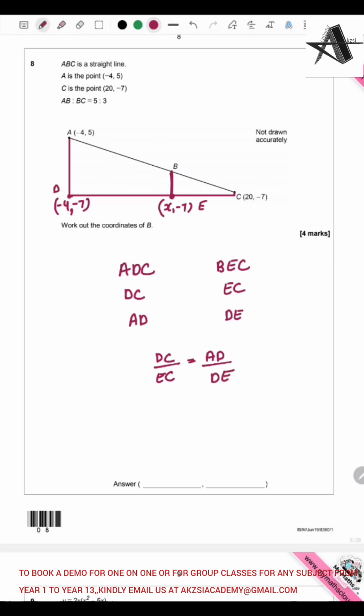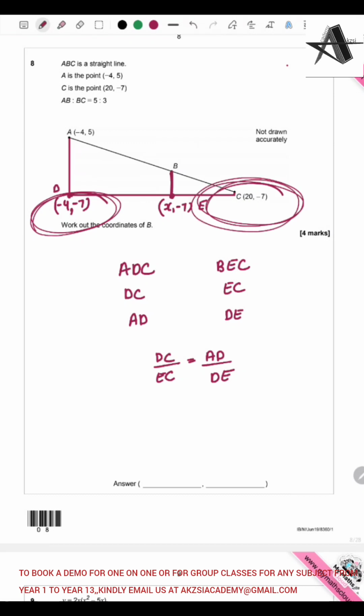That means if one side is twice the other, every side will be twice the corresponding side of the other triangle. If this longer side is 4 times this smaller one, this side will also be 4 times, and this side will also be 4 times. That means each side will bear the same ratio. So that's why I have equated them. The length of DC is what? If you are just moving in the horizontal direction, how much have you moved?